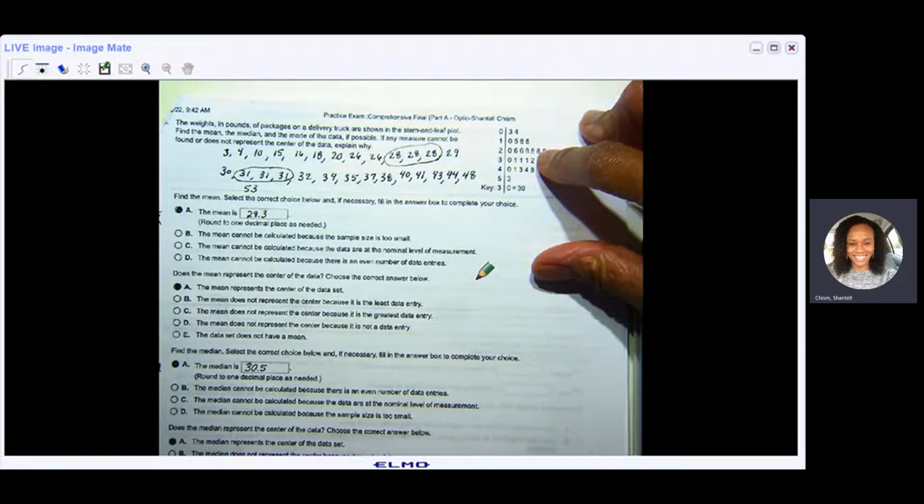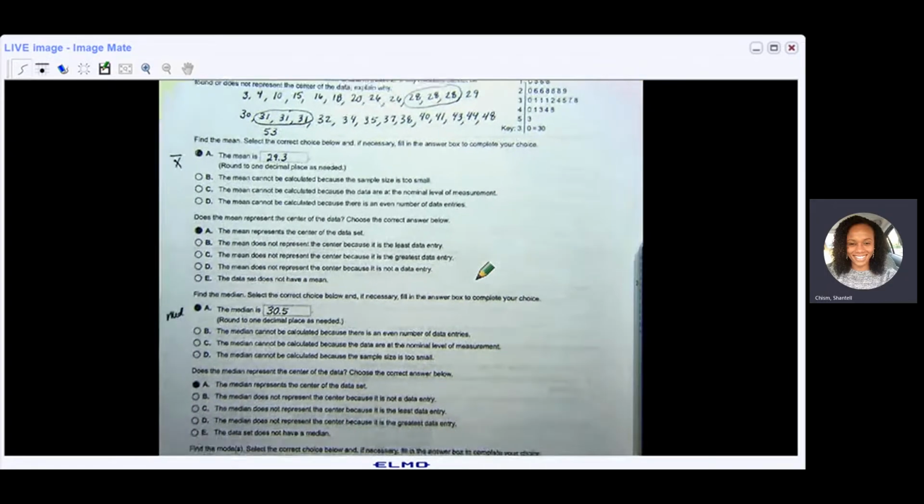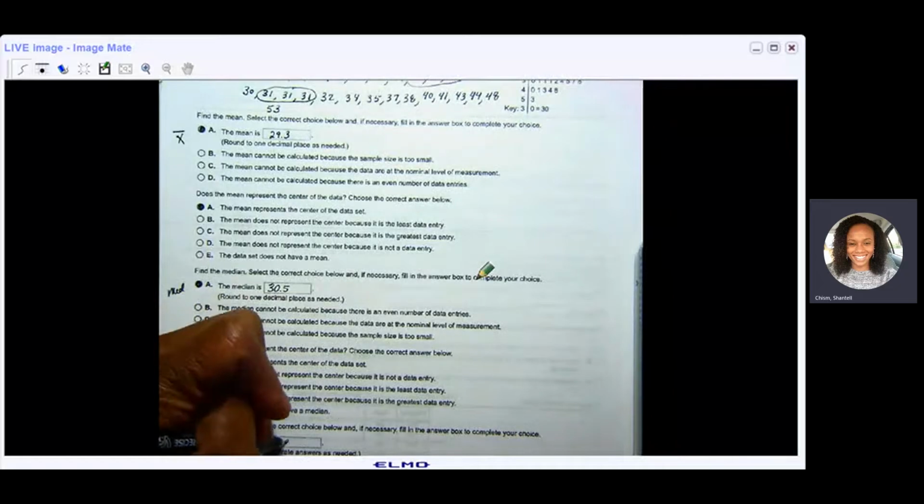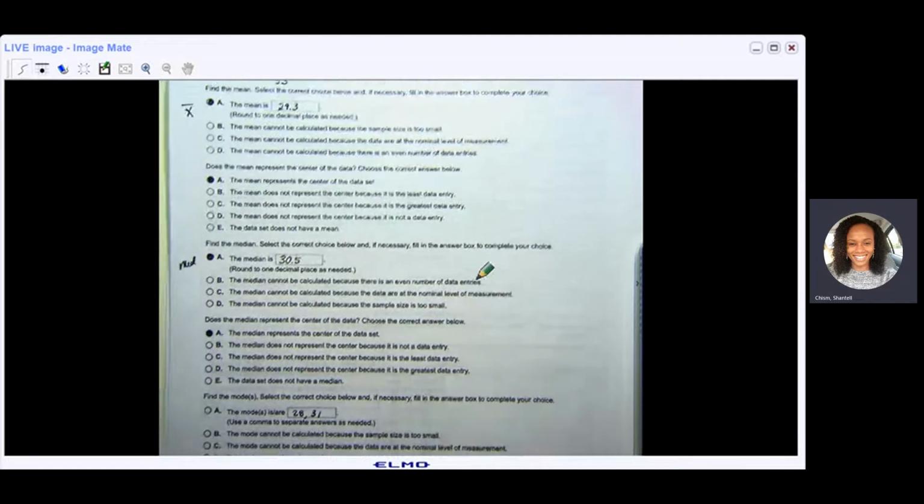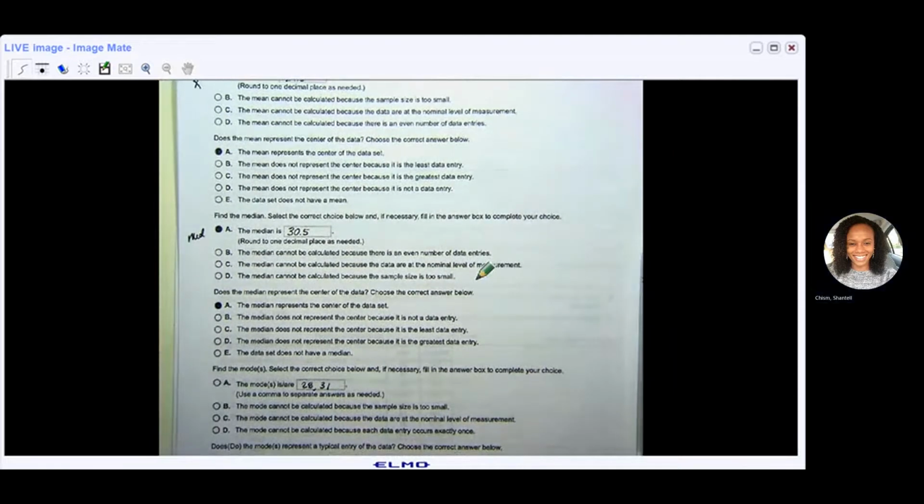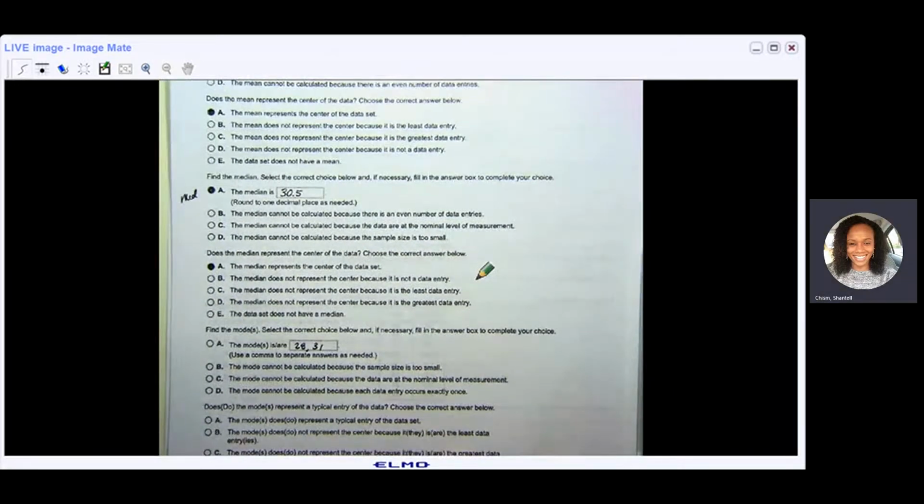Is there anything that was repeated 4 times that could beat those out? I don't think so. So it looks like we have a data set that is bimodal. So 28, comma 31. We had two modes. And then it says, does the mode represent a typical entry of the data set? Yes. That is by definition what the mode is. Most repeated or typical entry. Okay.